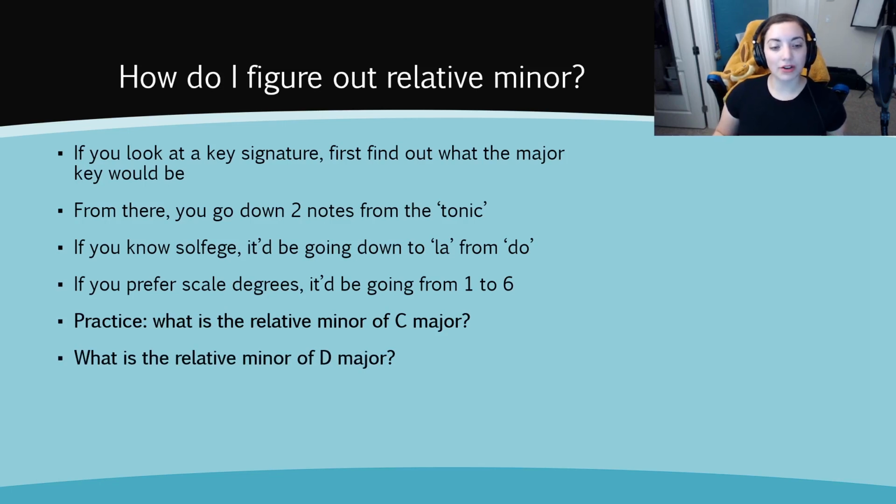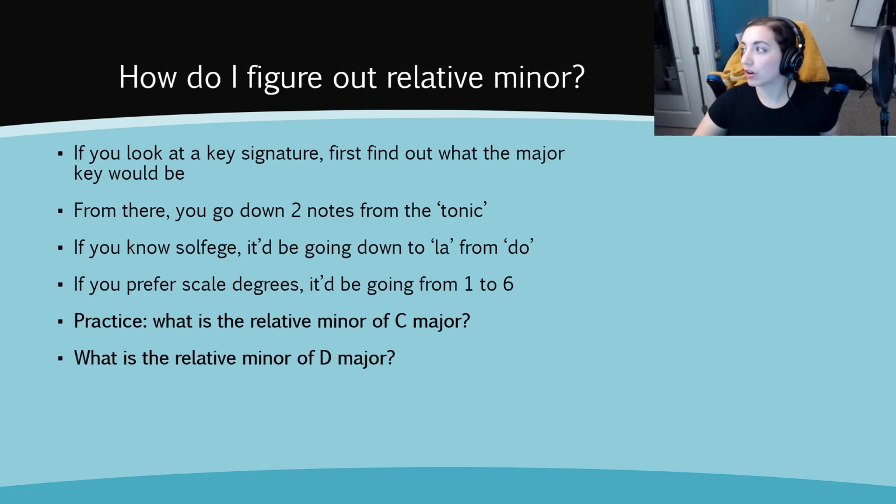Now these I want you to think critically. What is the relative minor of D major? First thing, D major, what's the key signature? How many sharps or flats are in D major? D major has 2 sharps. So you think, all right, it's got 2 sharps, sweet. D is our do, or scale degree 1. Let's go down to la, or scale degree 6, or just go down 2 pitches, right?